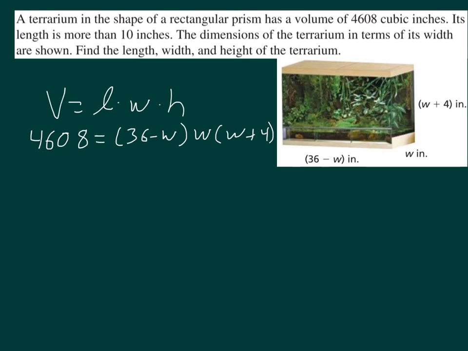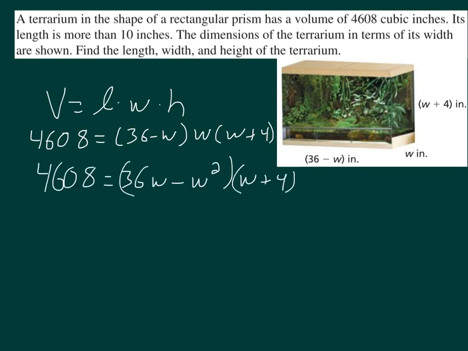Unfortunately, even though this already looks factored, I'm going to have to multiply out and go from there so that I can factor when I get something equal to 0. Start off, I'll distribute the w into the 36 minus w. So I keep the 4,608, distribute the w, and I get 36w minus w squared. Keep that in parentheses next to the w plus 4.